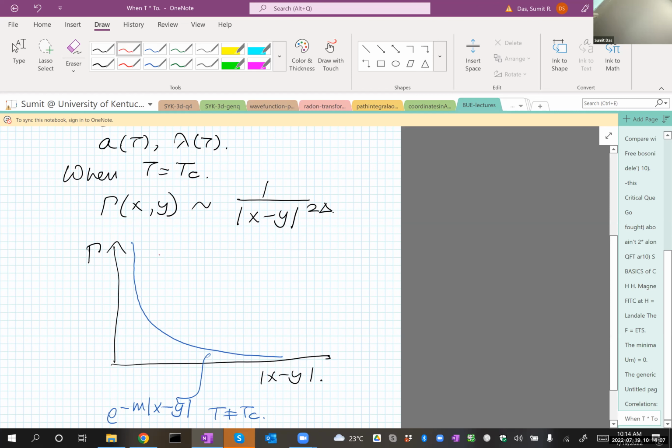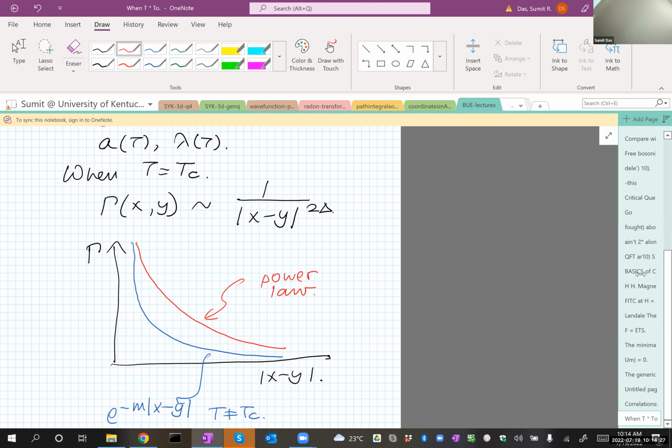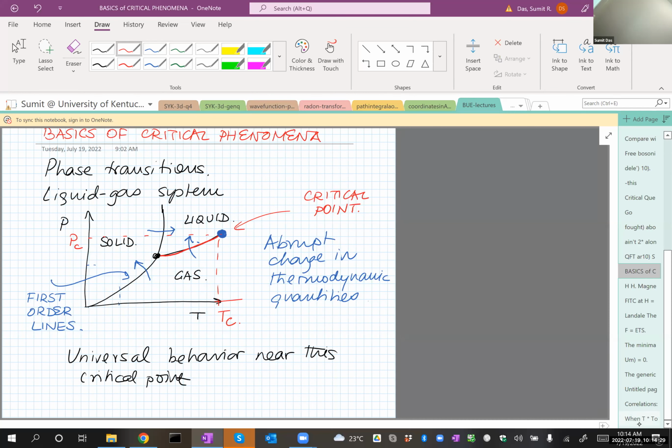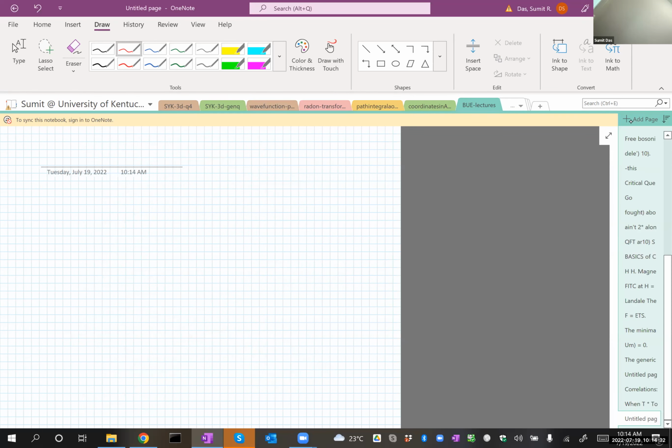Whereas if the temperature is exactly at the critical temperature, this also goes to 0, but in a much slower fashion, as a power law. The presence of power law correlations, power law fall off, is called long range correlations.